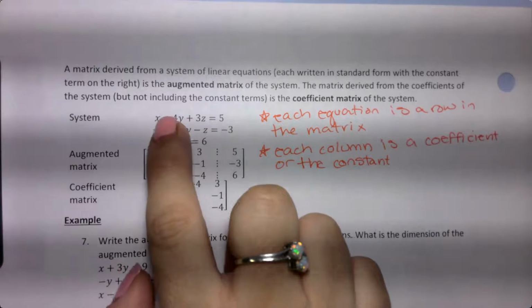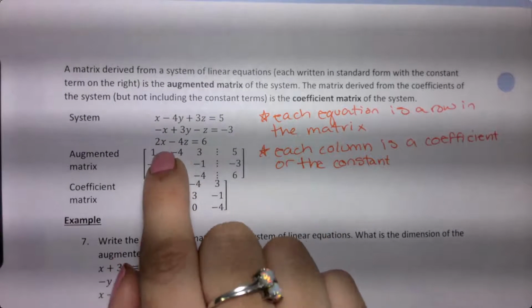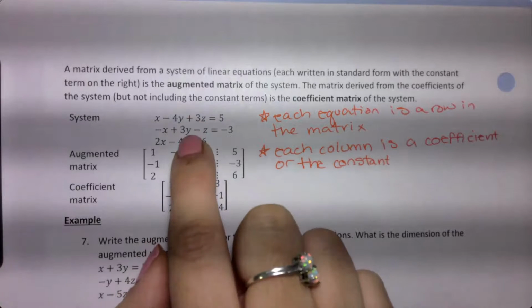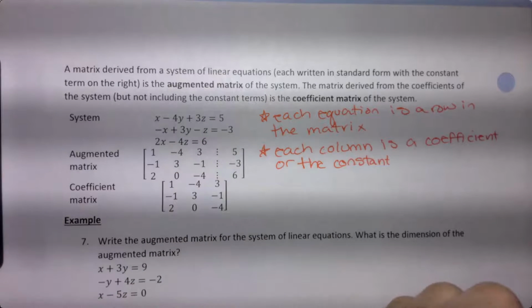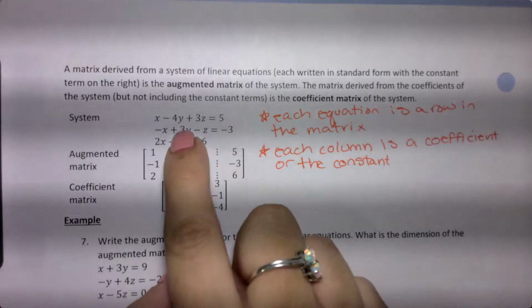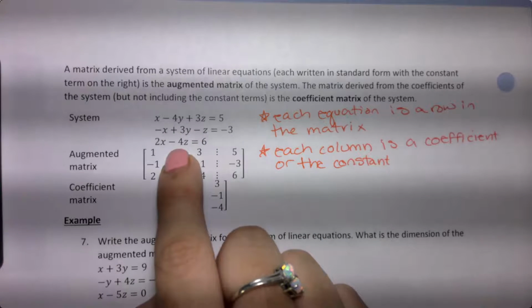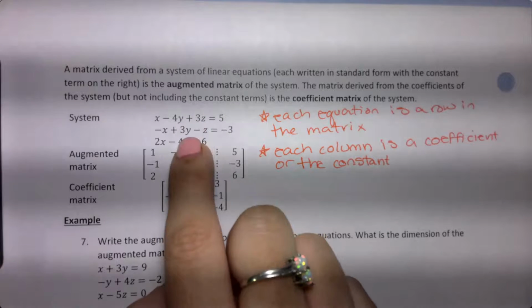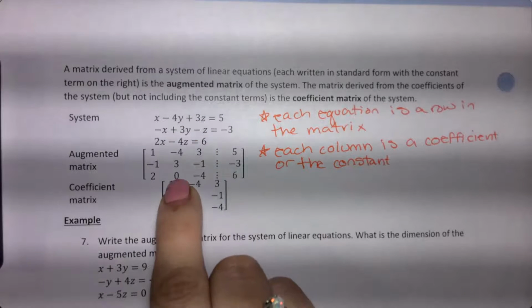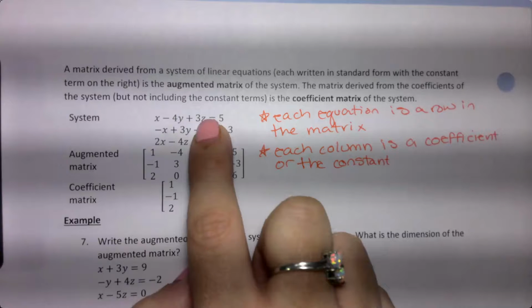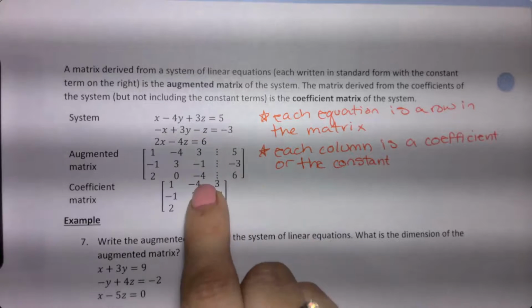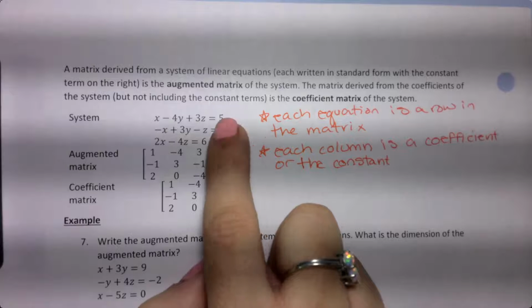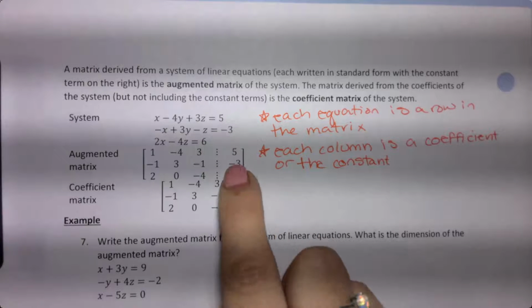So if I looked at this, my coefficients here are 1, negative 1, 2. Over here with my y's, I have -4, +3, -4. Oh, wait. If I look even closer, though, that -4 is not a y. There is no y in my last equation. So it actually goes -4, 3, 0, because there's no y. Then my z's are 3, -1, -4. My constants, my numbers at the end, are 5, -3, 6.